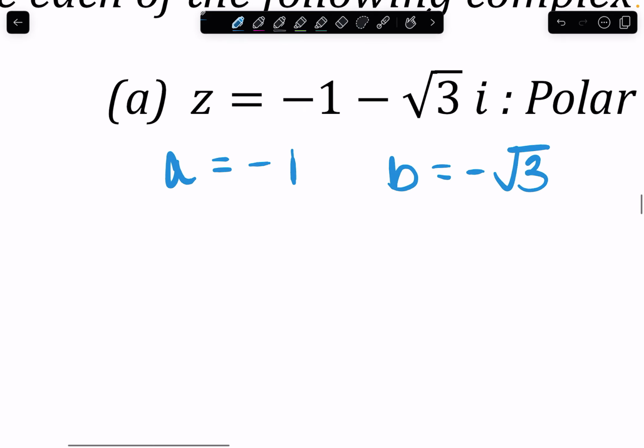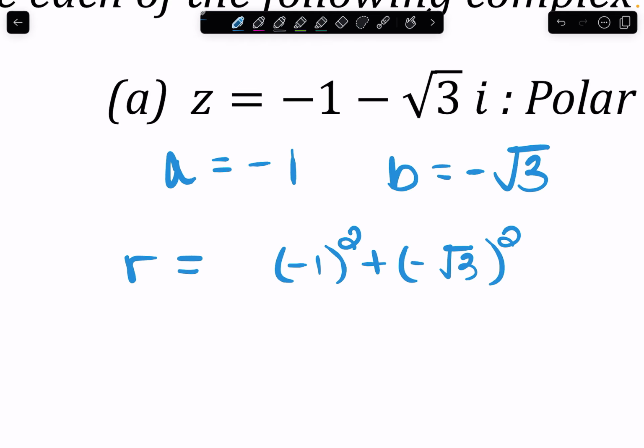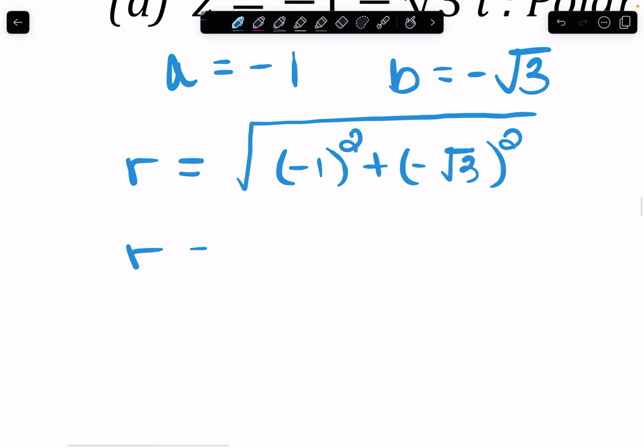So we need to find r. r equals the sum of the squares of a and b, square rooted. So negative 1 squared plus negative square root 3 squared under a square root. So r is going to be 1 plus 3, 4, square root of 4, 2. So we have our radius.